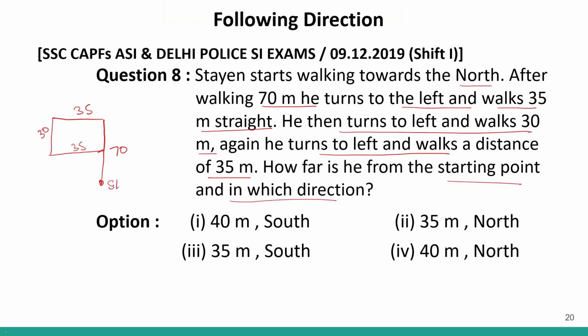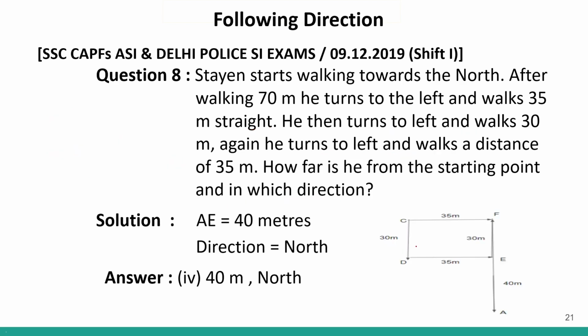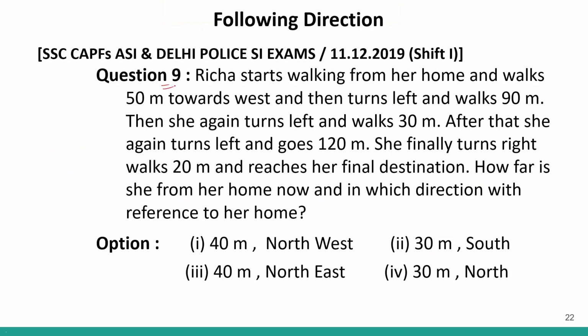So clearly if this is the starting point and this is the current location, then he is towards the north. And how much? If this is 70 and this is 30, so this distance will be how much? This will be 70 minus 30, which is 40 meters. So he is 40 meters towards the north, which is option number 4. So option number 4 will be the correct answer. Clear? Let's move forward.